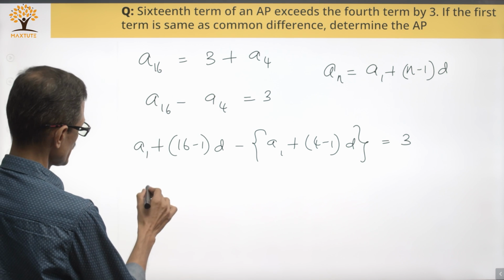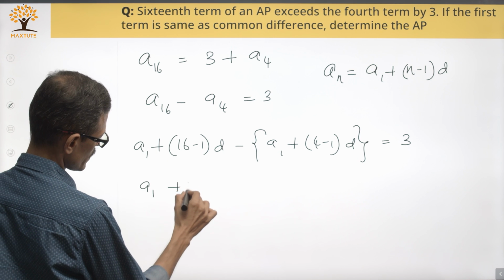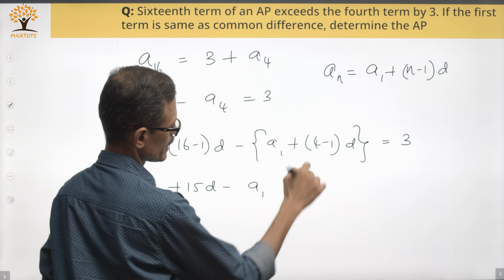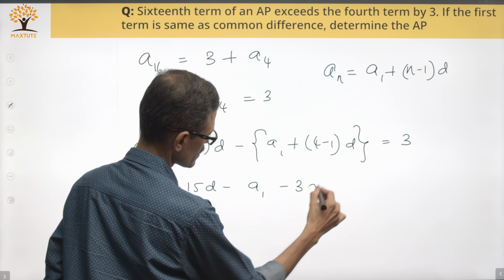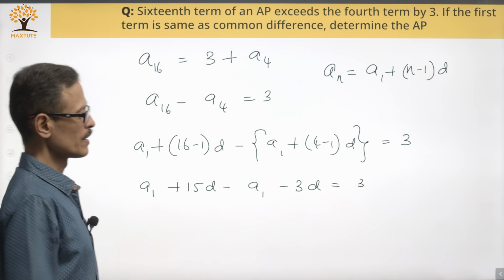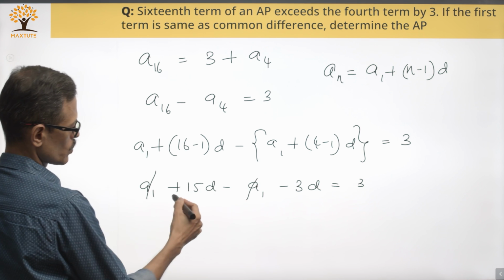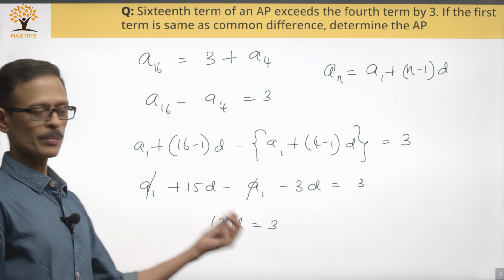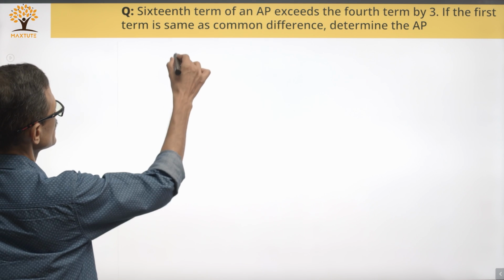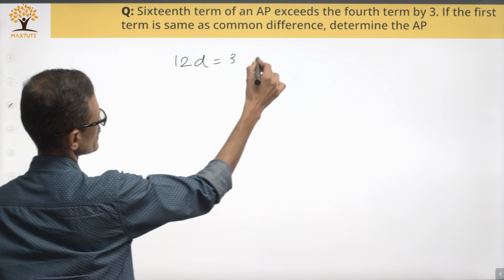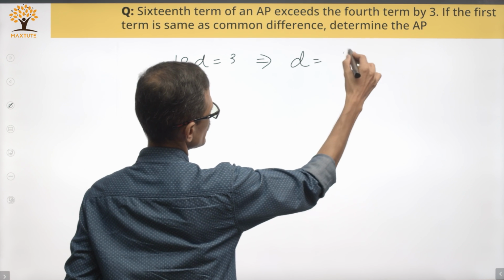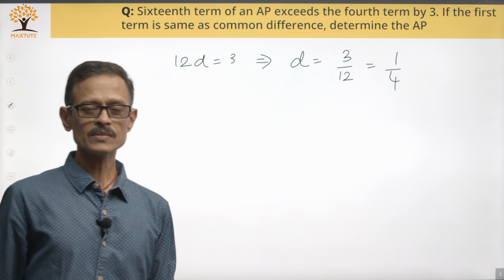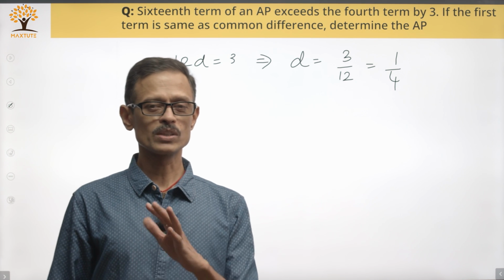So this translates to A1 plus 16 minus 1 is 15D, minus A1, minus gets multiplied here, minus 3D is equal to 3. A1 gets cancelled with A1, so what we are left with is 12D is equal to 3. Let's compute the value of D in the next slide. 12D is equal to 3, which means that the common difference D is equal to 3 divided by 12, which is equal to 1 by 4. So one part, we have found out the common difference.